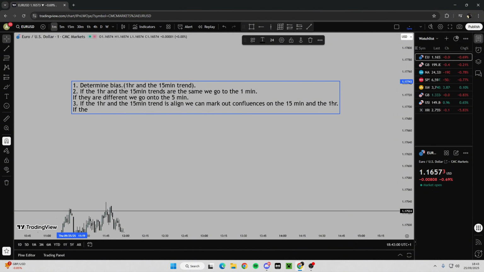If the 1 hour and the 15-minute does not align, we only mark out confluences on the 1 hour.